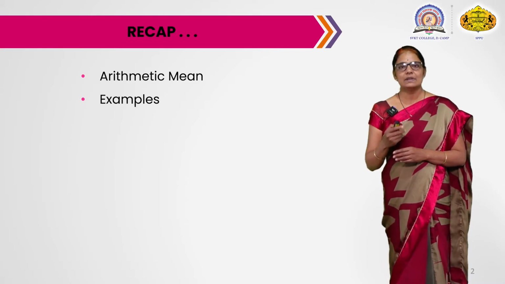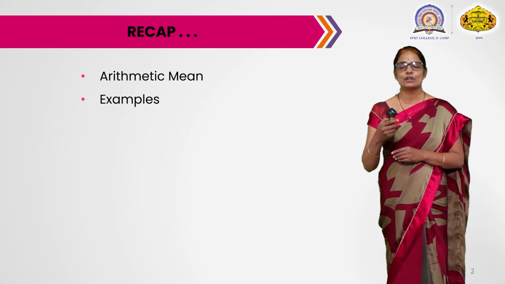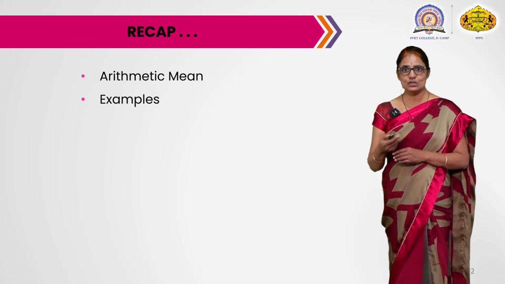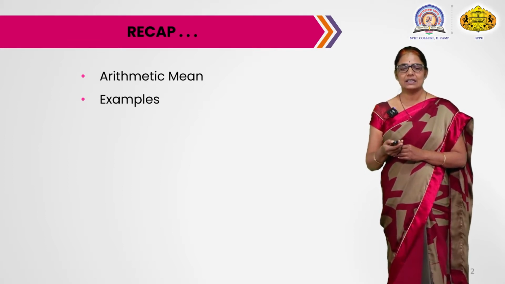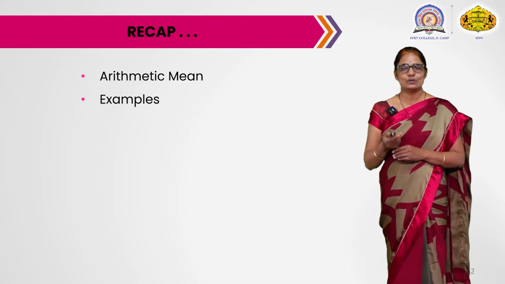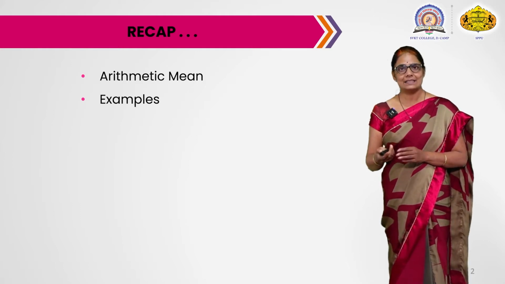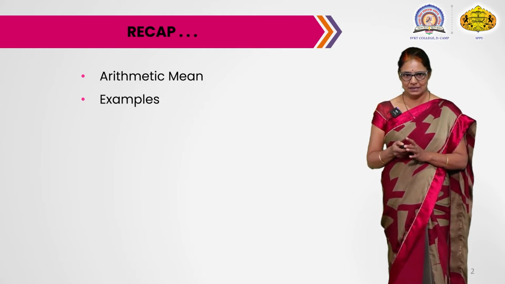If the classes are open-end classes, that is, one of the limits is not specified, in that case it is not possible to find the arithmetic mean. So in that case we consider the mode and median as a measure of central tendency.